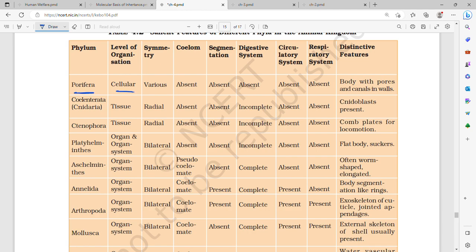Porifera. Porifera are cellular. They are generally asymmetric. They are acoelomates. They do not have segmentation, they do not have a digestive system, circulatory system, or respiratory system. Distinctive features: they have pores, ostia, a water transport or water canal system, and they have spicules or sponge fibers as their skeleton.